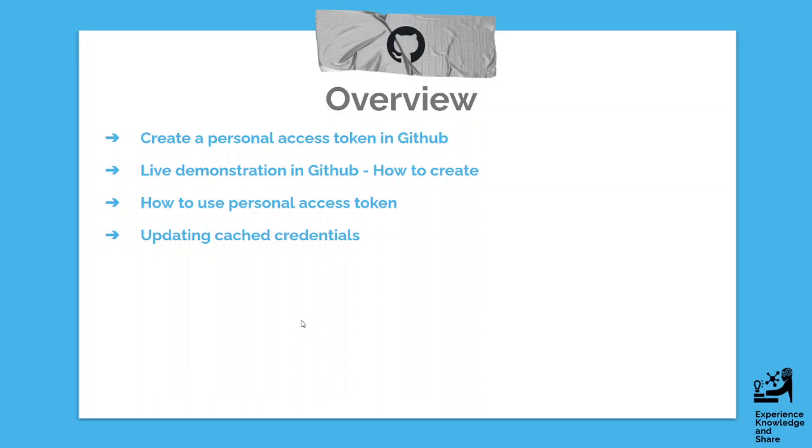So before starting, in this video we will cover the overview of how to create a personal token, and a live demonstration in GitHub of how we can create it, how to use the access token, and if it is cached in our system and you want to update it, how to do that. So we'll be describing these in the next upcoming slides.